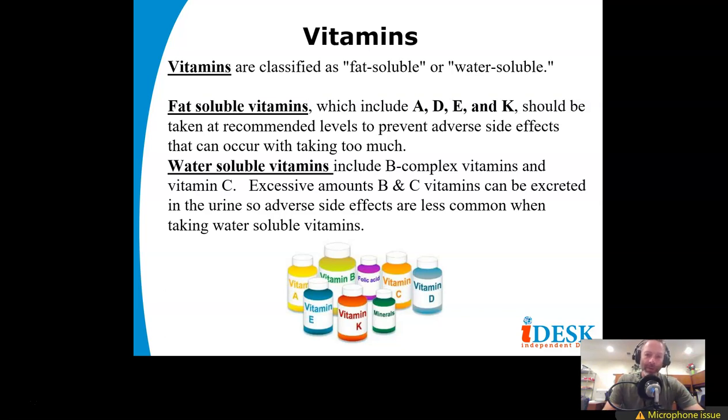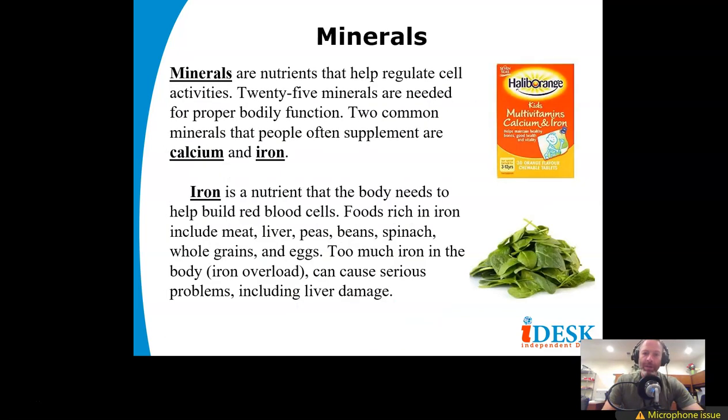Water-soluble vitamins include B complex vitamins and vitamin C. Excessive amounts of B and C vitamins can be excreted in the urine, so adverse side effects are less common when taking water-soluble vitamins. So again, you probably wouldn't want to overload on those, but they're water-soluble, so they're going to be able to flush out of your system a little bit more easily than those fat-soluble vitamins.